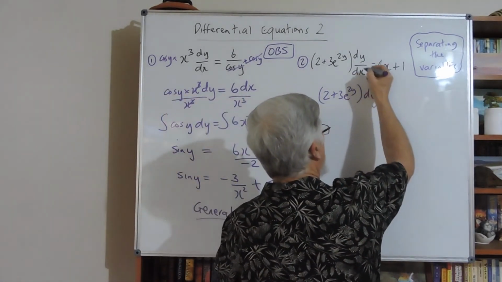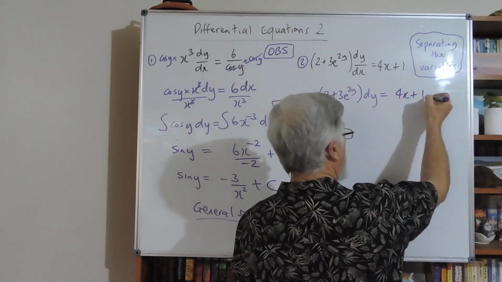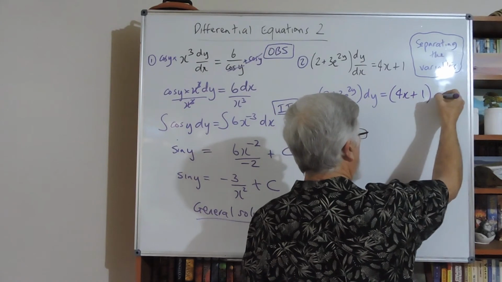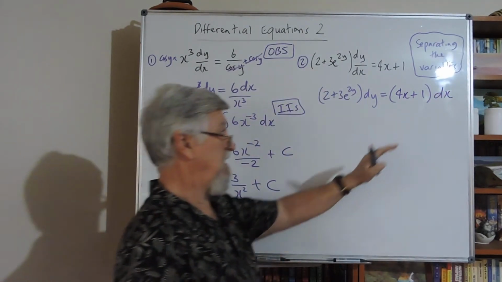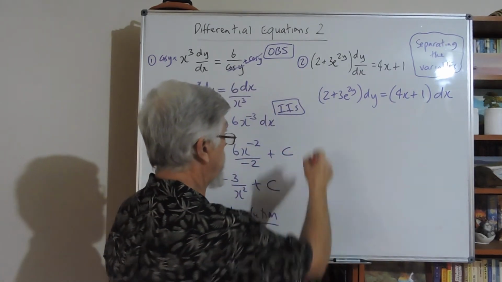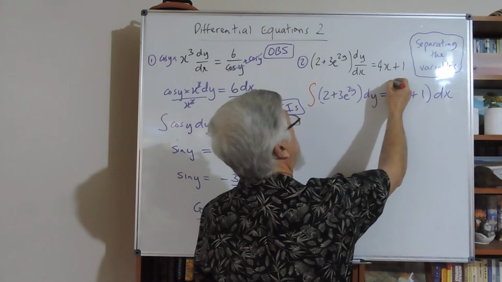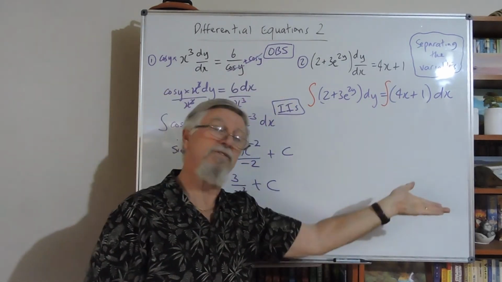So now I don't want the x on this side, so it's the only thing out of place. So I can put 4x plus 1. I really should put a bracket and put the x. Don't really have to there because of the nature of the x, but we'll leave it there for the moment. Now I can take the integral of each side. Integral of this side, because I now have only y's on the left, I have only x's on the right.